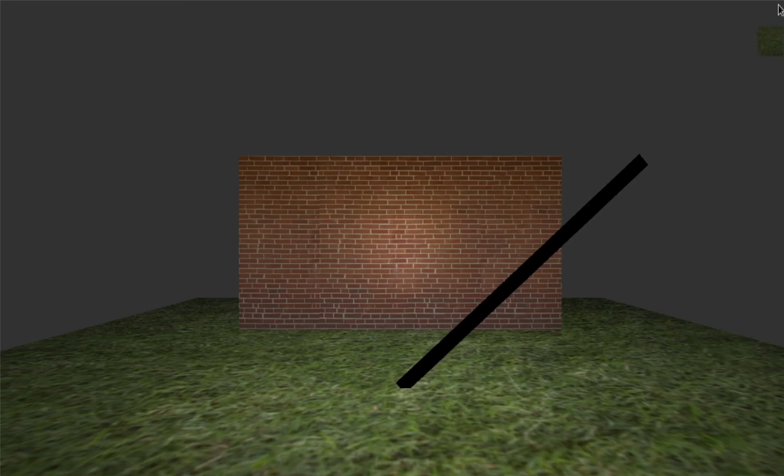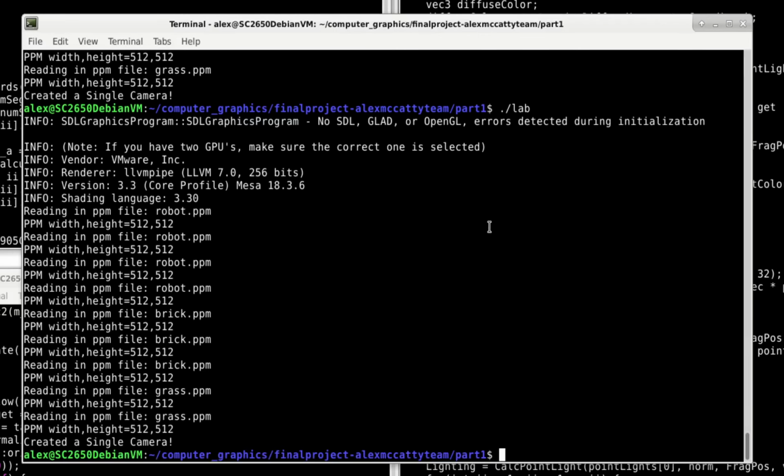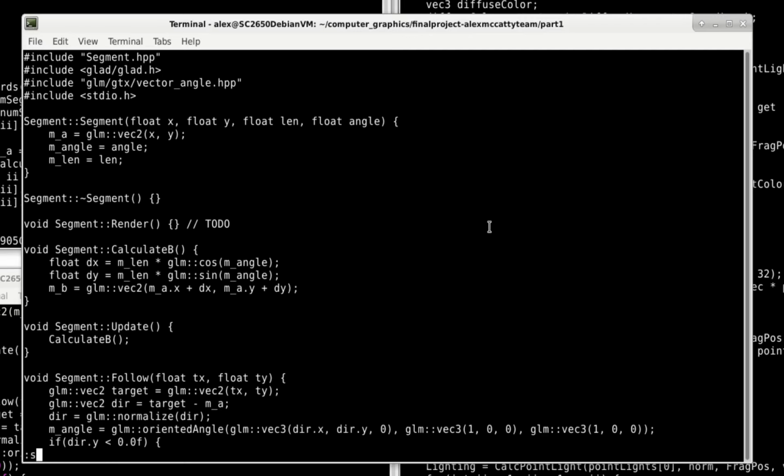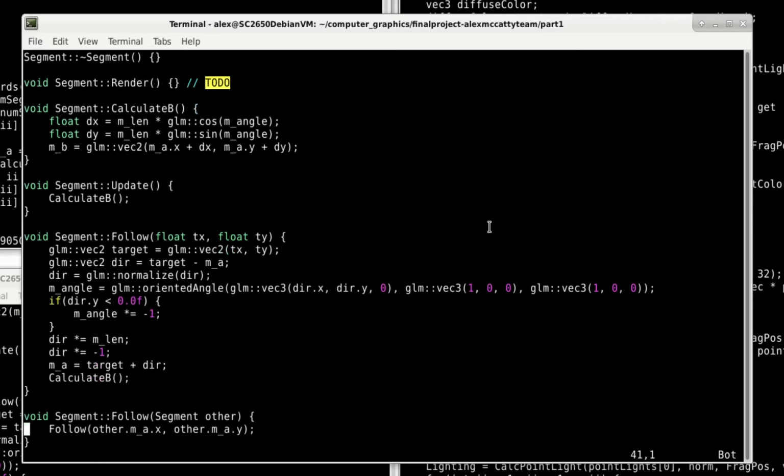One of the tough things that I had in this project was, if we take a look at the segment class, which apparently is already open in another window, so I'll just open it in read-only mode. Down here in the follow, each segment follows the segment in front of it in order to reach the object that they're trying to attach to.